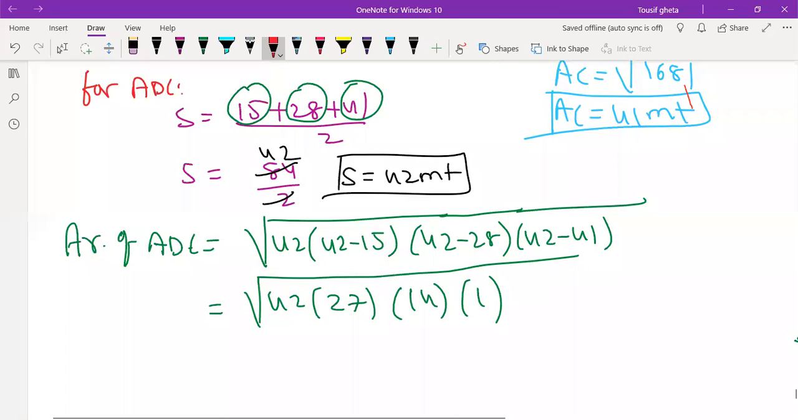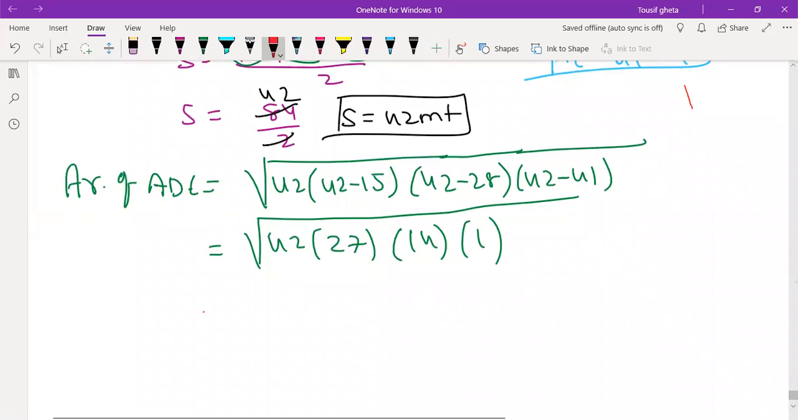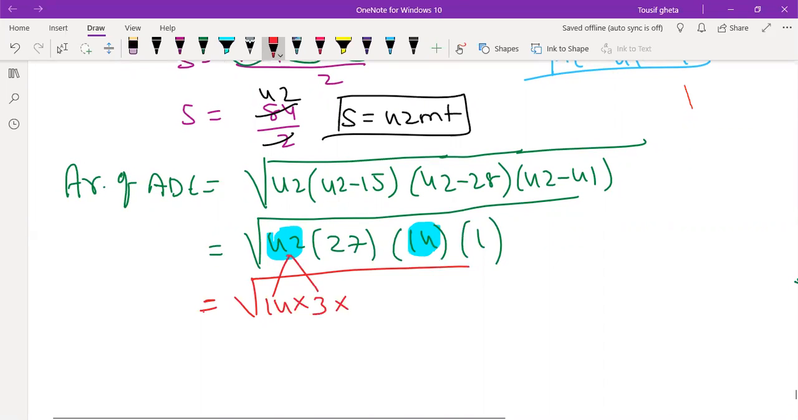Next part. 42 I can write as 14 threes, which makes things easier. 27 I will write as 9 threes. Why 9 threes? Because here 3 is there and here also 3 will come. Simple logic. Into 14 as it is. 1 is no use, into 1 is the same.